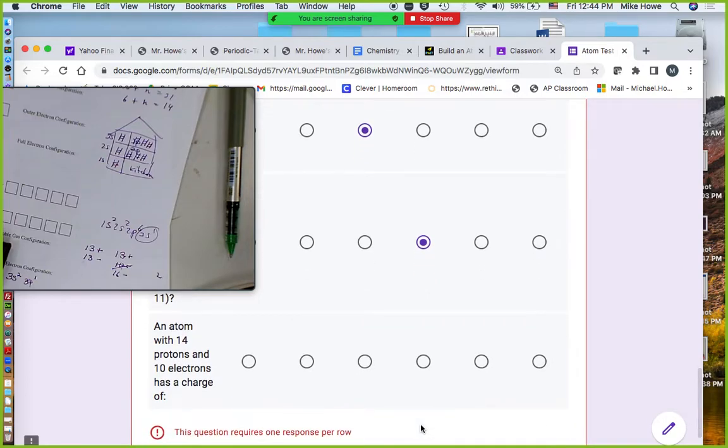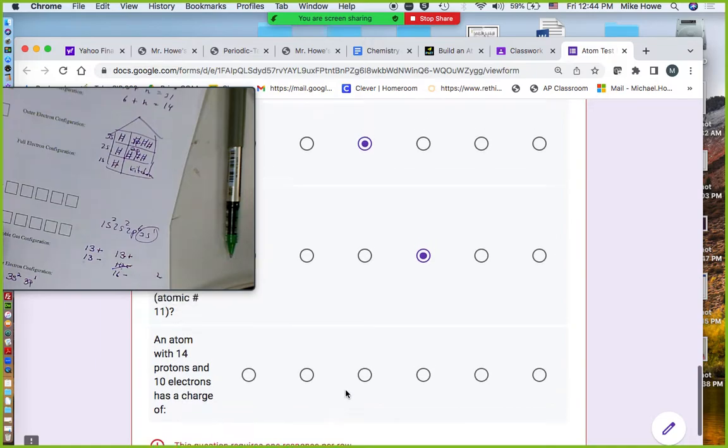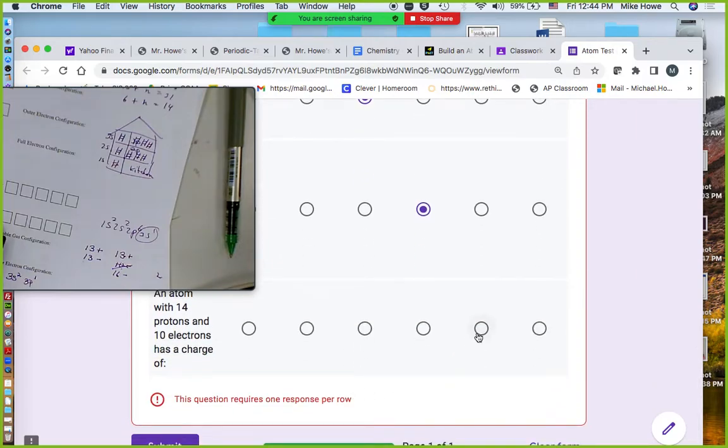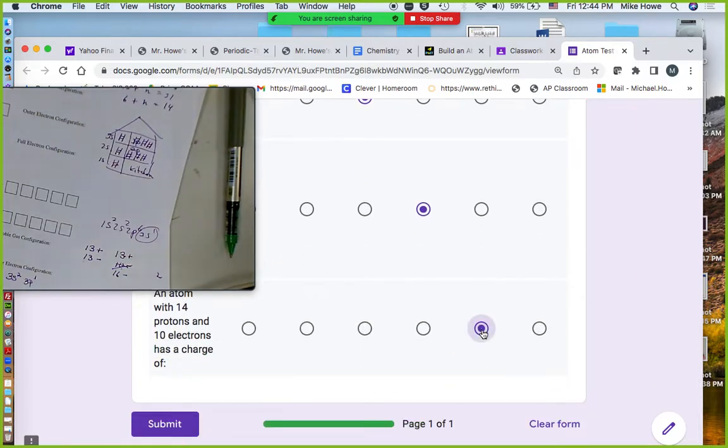An atom with 14 protons and 10 electrons. So there's 4 more positives than there are negatives, so you got a net charge of positive 4. And that was the end of that section of the test. So we'll stop that one.